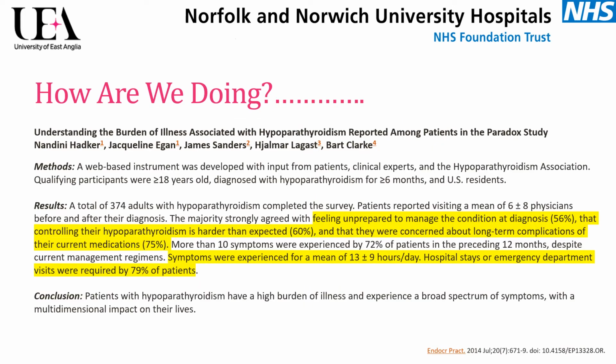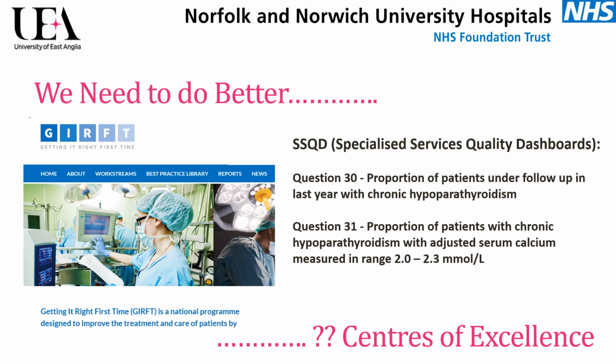This report is not alone. This slide here highlights the results from the Paradox study, a large US online survey of over 370 adults with this condition, and it shows similar findings, and I've highlighted the key findings in yellow here. And shockingly here, 80% of respondents to this survey had had an unplanned hospital stay or an emergency department visit. So clearly we need to do better.